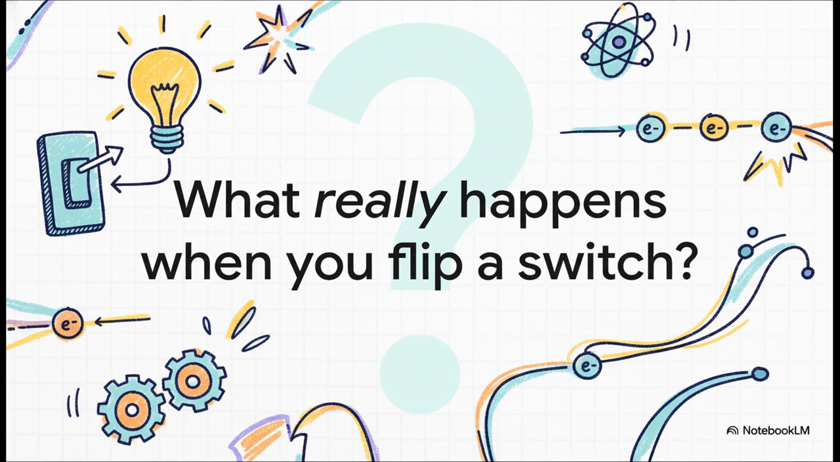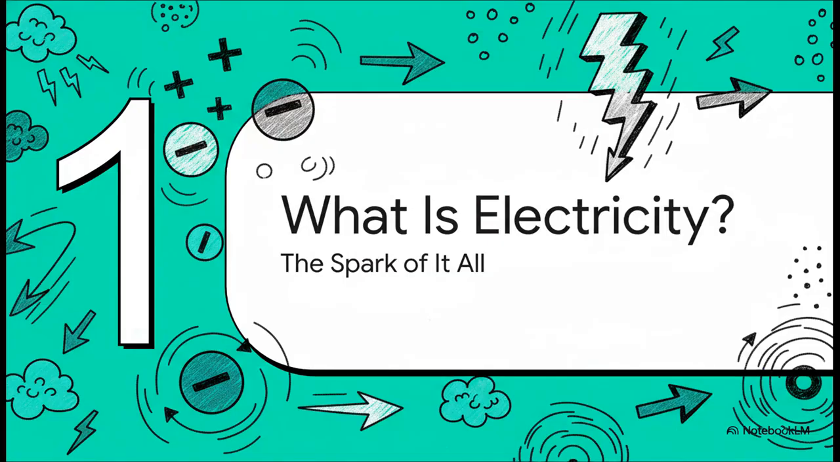You just flip a switch and the light comes on. But behind that one tiny action, there's this whole fascinating chain of events, all governed by the laws of physics. So, what is the real story behind flipping that switch? Okay, so to get to the bottom of this, we have to start with a thing that's actually, well, flowing.